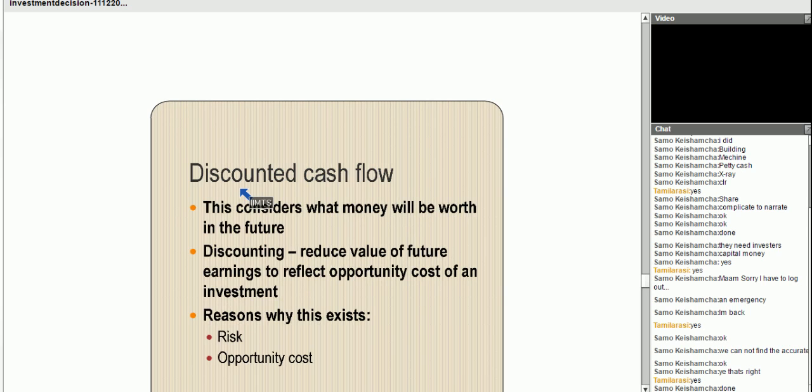The next is the discounted cash flow method. Now this considers what money will be worth in the future. So discounting, it reduces the value of future earnings to reflect the opportunity cost of an investment. You understand the meaning of opportunity cost?